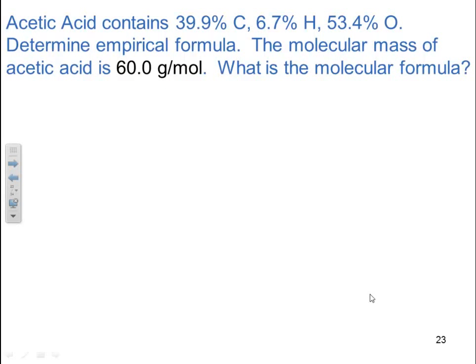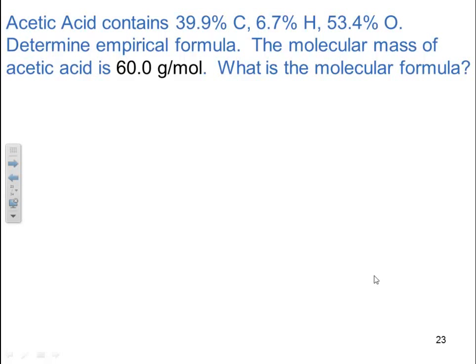So, let's demonstrate this in a problem. Acetic acid contains 39.9% carbon, 6.7% hydrogen, 53.4% oxygen. Determine the empirical formula. That's the first part of this problem. Second part is, the molecular mass of acetic acid is 60.0 grams per mole. What is the molecular formula? Now, we did this with benzoic acid, but the molecular mass and the empirical mass ended up being the same value. In this problem, it's not going to be. That molecular mass is going to be some multiple of the empirical formula. We will determine the N and figure out what is the molecular formula.